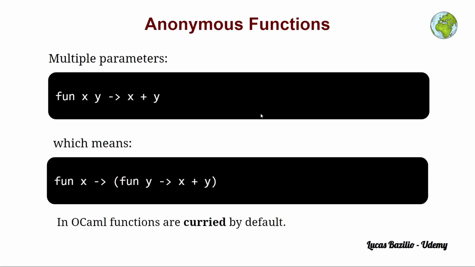Now, the reason that functions take in reality one single argument is because functions are curried by default. Currying is a technique used in functional programming languages, just like OCaml, and it is a way to handle functions with multiple arguments by transforming them into a series of functions, each taking only one argument.